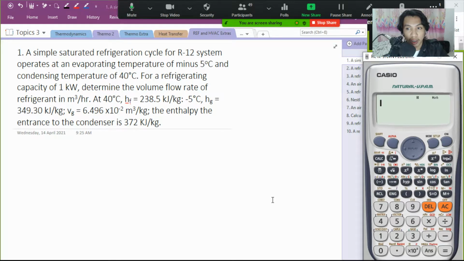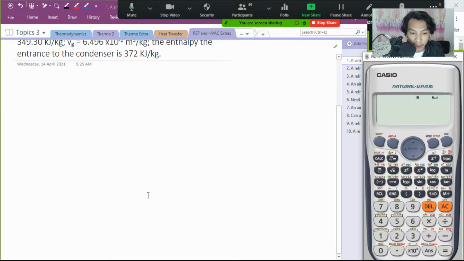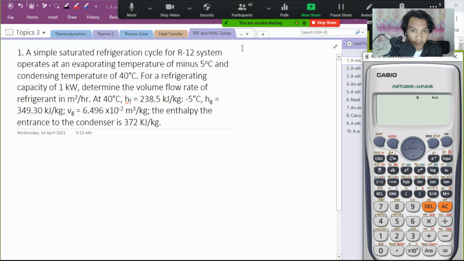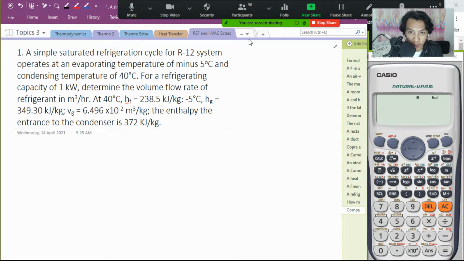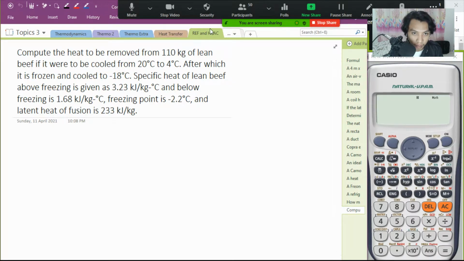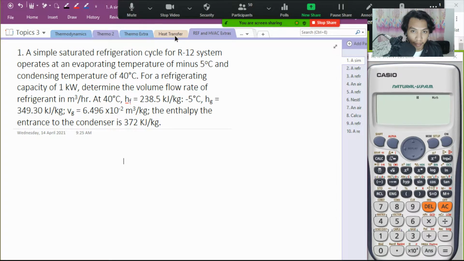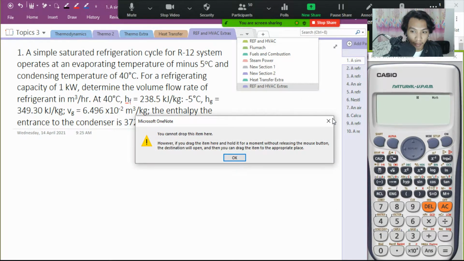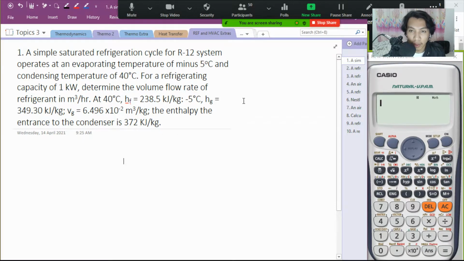Okay? So, ako i-release somewhere naka-PDF format. Now, let us go with problem number 1. So, 10 problems 'to, hatiin ko ulit ng tig 5. So, simple review na rin ito ng ating ref and aircon. Okay, ilabas ko lang dito yung notes ng ref and HVAC. Ayan. So now, let us go with this problem.